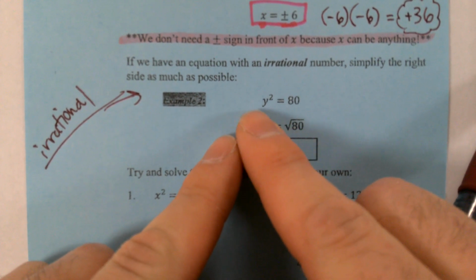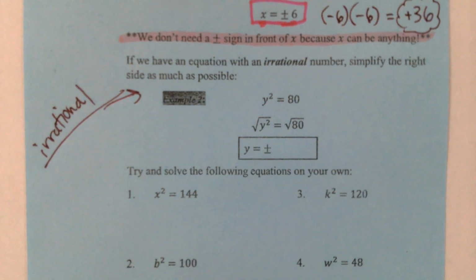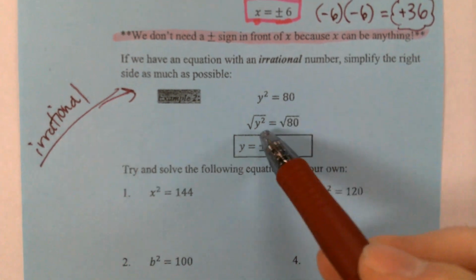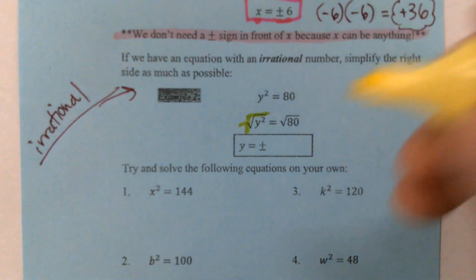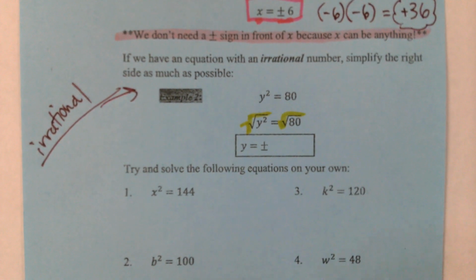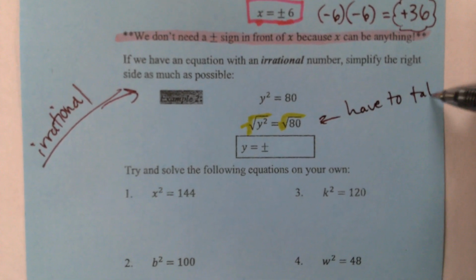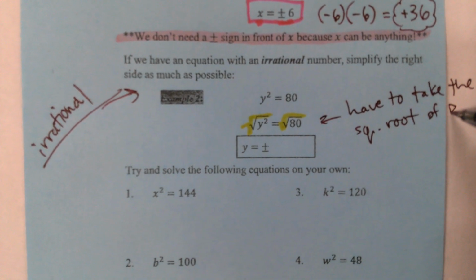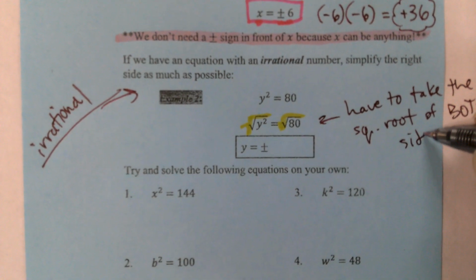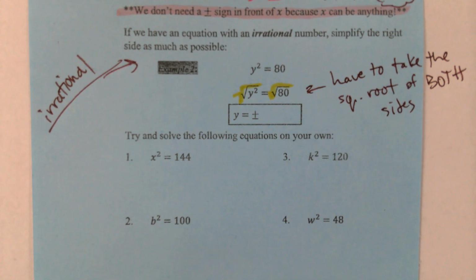Anybody want to take a guess? What are we doing to y right here? Yes, we're squaring it, right? The opposite or the inverse of squaring something, whether it's a number or a variable, is to take the square root. But again, we can't just do it to one side. We have to take the square root of both sides. That is non-negotiable. We have to take the square root on both sides.